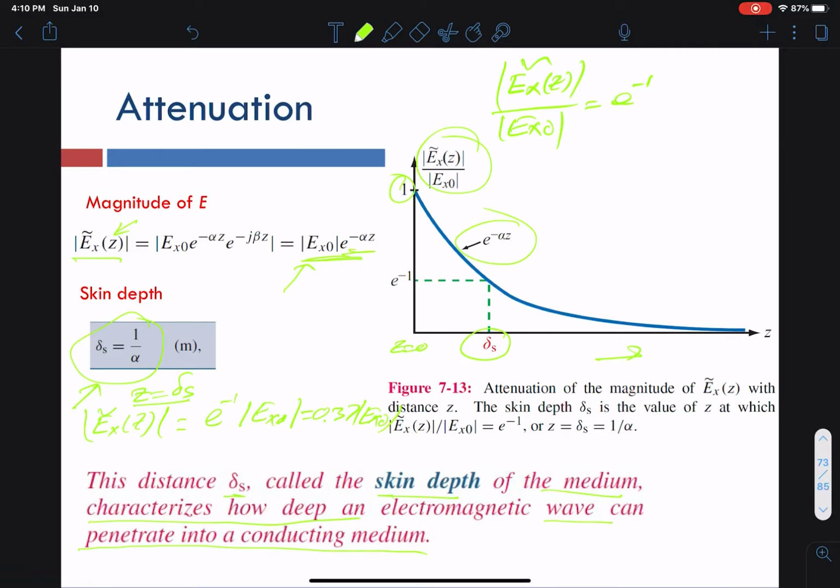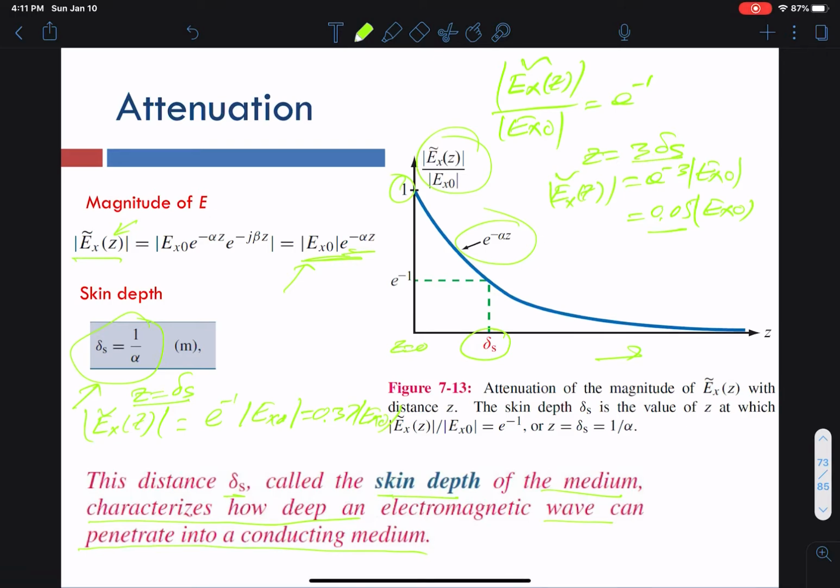Now if you have z equal to 3 delta S, if you do the same math over here, your E x(z) signal would be exponential negative 3 E x0. That becomes 0.05 E x0. So that means you have only 5% of the signal you had at z equal to 0 at the distance of z equal to 3 delta S.